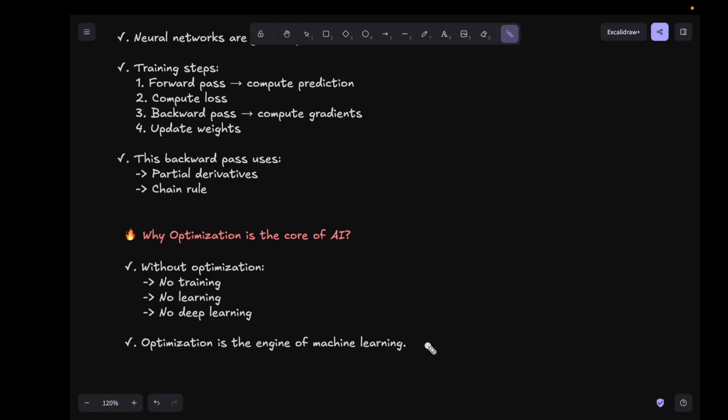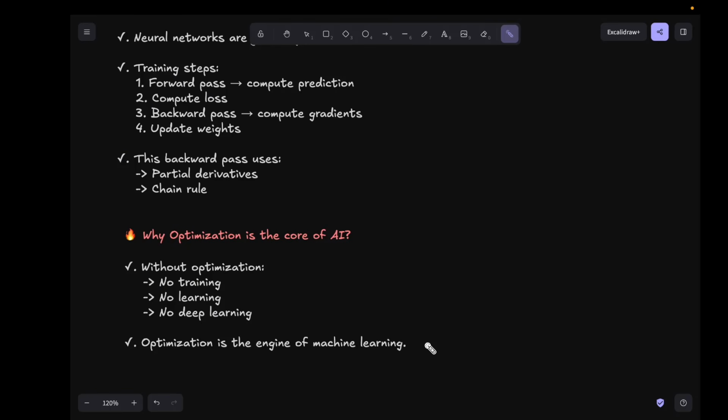So we learned that linear algebra gives the structure of a model, like in a linear equation, y equals wx plus b. We also discussed many linear equations in the linear algebra session. So linear algebra gives the structure, and probability gives the reasoning under uncertainty, because probability works on uncertain values.